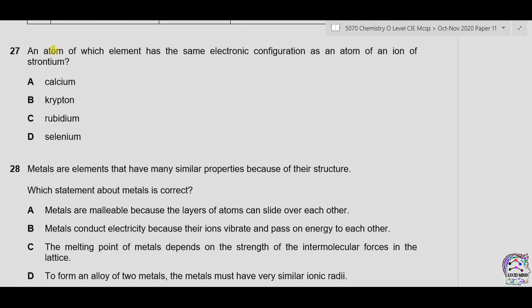Question 27. An atom of which element has the same electronic configuration as an atom of an ion of strontium? Now we know that strontium is in the second group of the periodic table, so it has 2 electrons in the outermost shell. In order to make an ion, it will lose its outer 2 electrons and the inner shell is already complete.